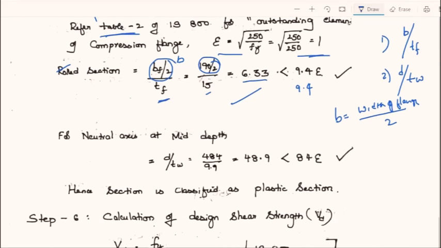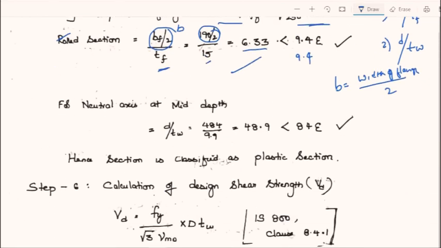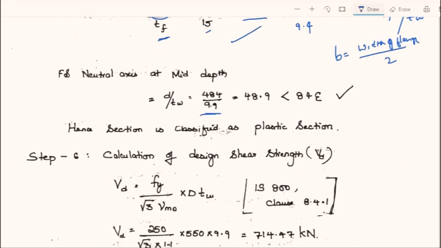What is that? d by tw. We have calculated the value of d already here. d is equal to capital D minus 2 times (TF plus R), and we got small d equal to 484, and 484 divided by the thickness of the web 9.9 is equal to 48.9, which is less than 84 epsilon. Since epsilon is 1, this section is classified as a plastic section.